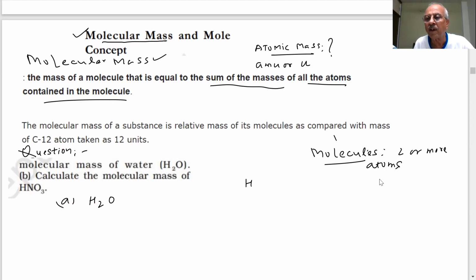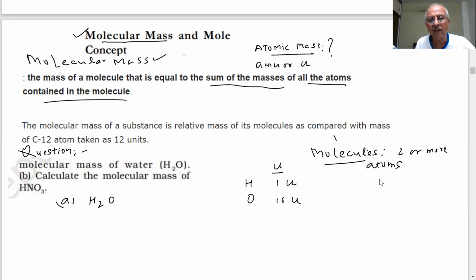I have given you a table, at least 1 to 20 should be known to us. How much is the atomic mass of hydrogen? 1 atom. Do you remember in U? We said U. How much is hydrogen? 1 U. And what about oxygen? We gave 16 U.